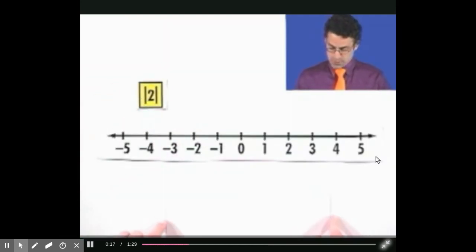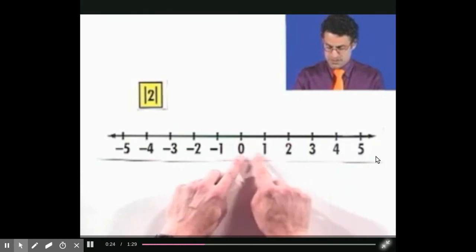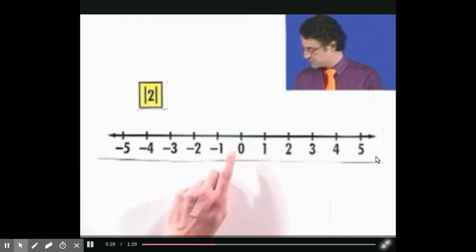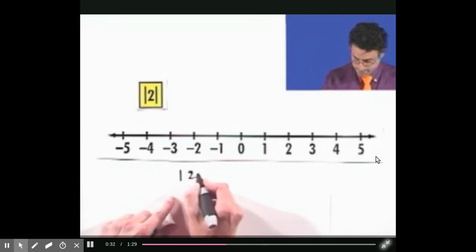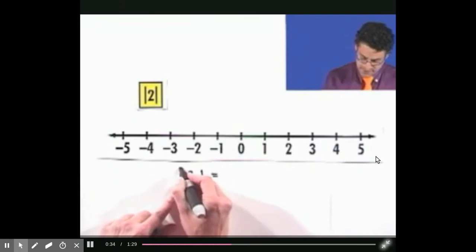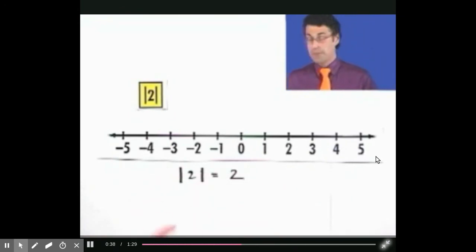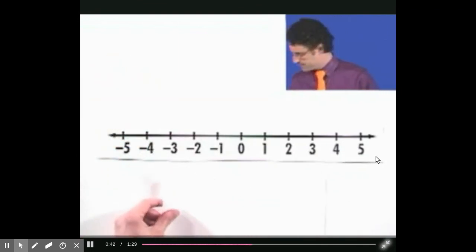What I do is I look at 2, and I want to measure the distance from 0 to 2. And what's that distance? Well, that distance is 1, 2. So the absolute value of 2 turns out to be 2. No problem. Absolute value, you have to remember, is distance. Let's try another example together.